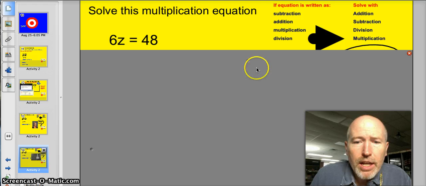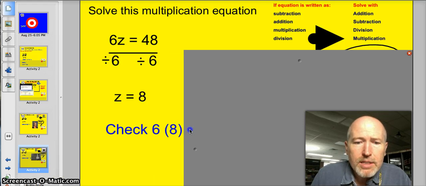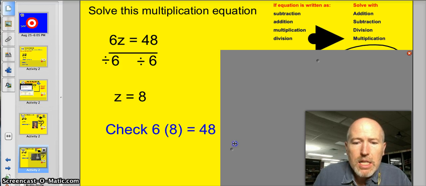Here we go. Let's see how you did. Slide this baby over. Did you divide by 6? Well, we've got multiplying by 6 here, so the opposite operation is division. So we divide by 6, we get to isolate the variable. So 6z divided by 6 is just z, or 1z, equals 8. Pop that in. 6 times 8 is 48.